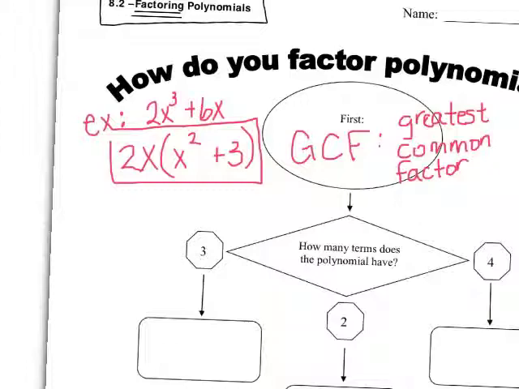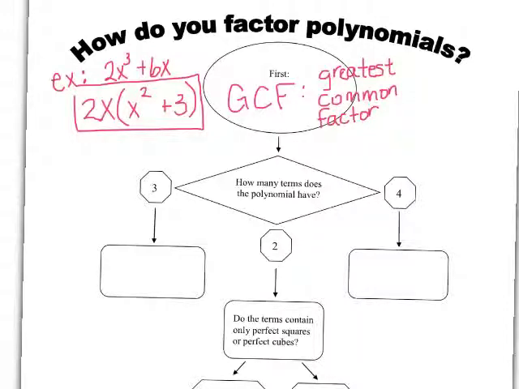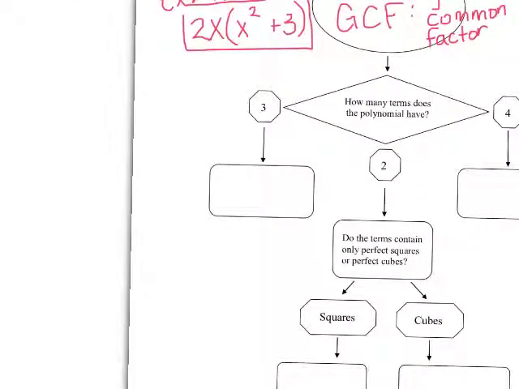Now, that's not the only step that you do. Sometimes you might have to go on. And sometimes you don't have a greatest common factor. So this is what you look out for first, and then you either do it or don't do it, but then you go on. Does it have 2 terms, 3 terms, or 4 terms? So let's do the 3 terms first, because it's probably the most common, or at least the most familiar.